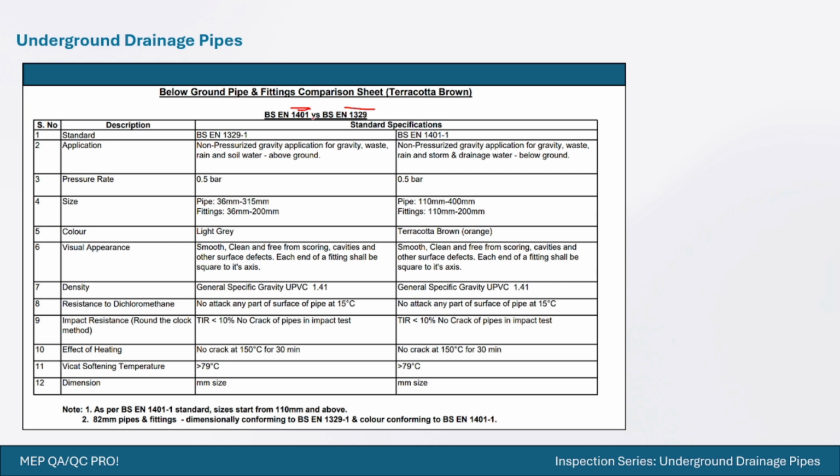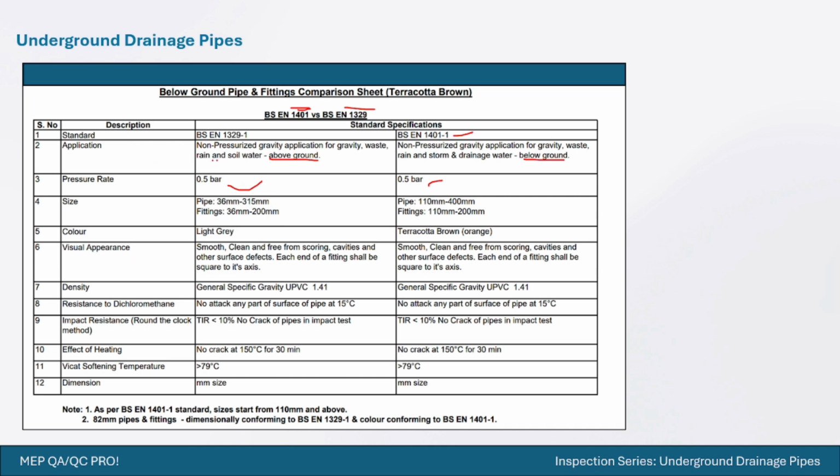First, we will understand the difference between 1401 and 1329. As you know, 1329 you will use above ground, and 1401 you will use for below ground. This we already know. The pressure rating will be the same, no doubt. The pipe size, all this data you will get from your material submittal. From there you will need to match the delivered item.